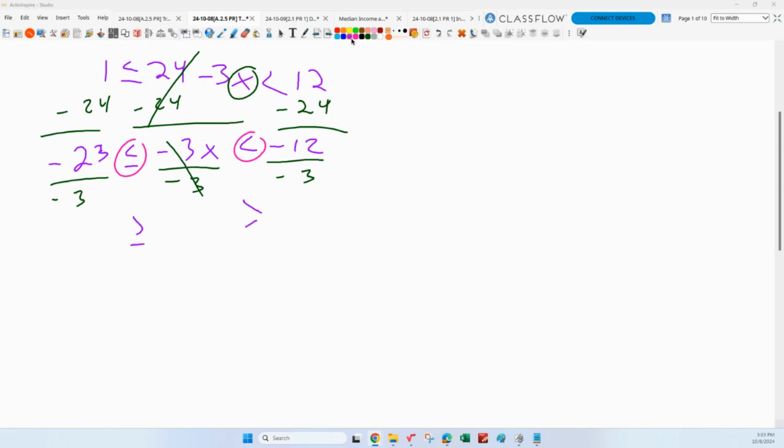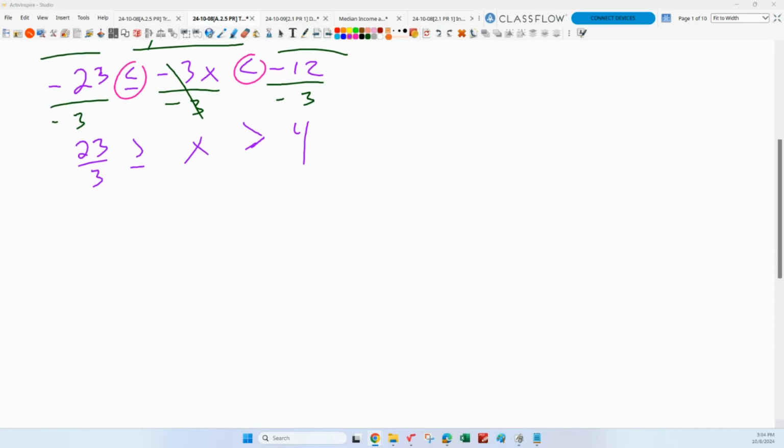This becomes negative over negative is positive 23 thirds. I've got my x in the middle. And here I've got a positive 4, but I can't leave it like that because it's backwards. With triple inequalities like that, with and inequalities, the inequalities have to open to the right. So I'm going from lesser to greater, just like a number line. So think how we do that.